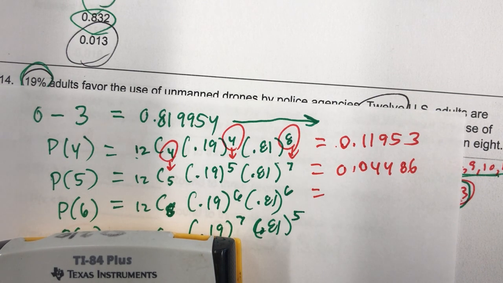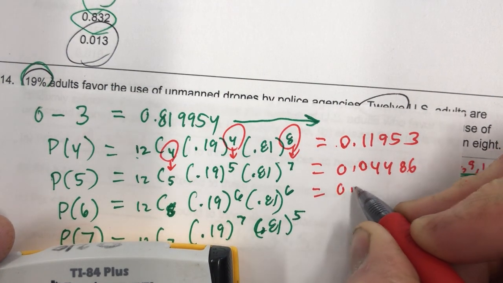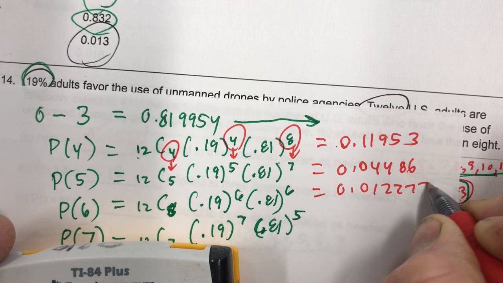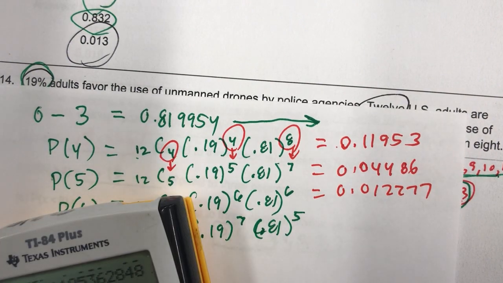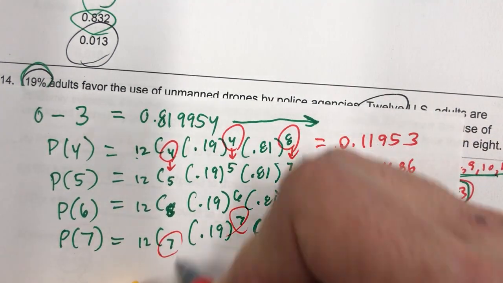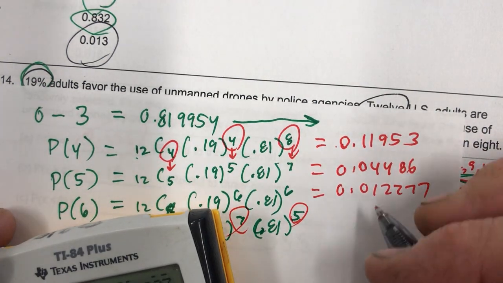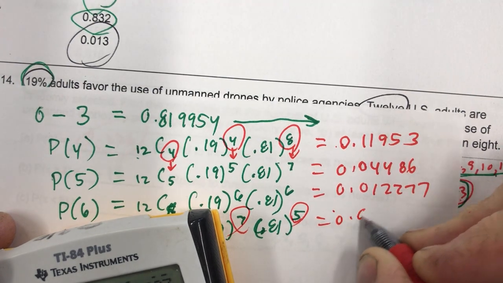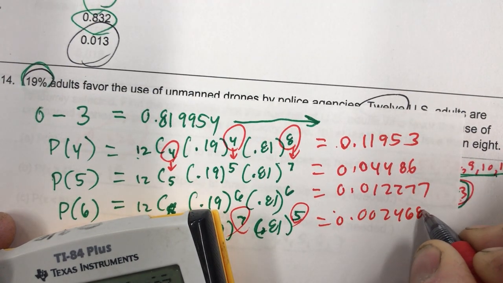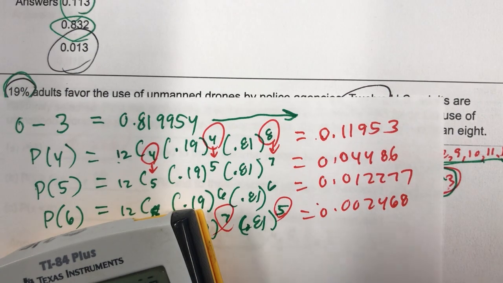Changing those numbers here, this to a 6, they're all 6s. And on this one, I get 0.012277. And then this is the last one here. I'm going to change that to a 5, 7, 7. So I'm changing to 5, 7, and 7. And then I got 0.002468.